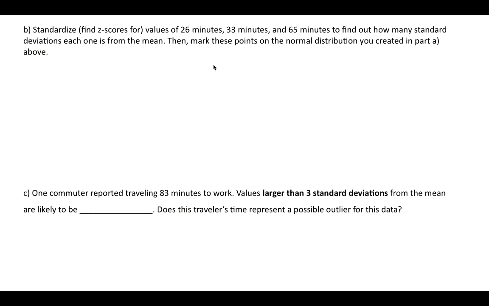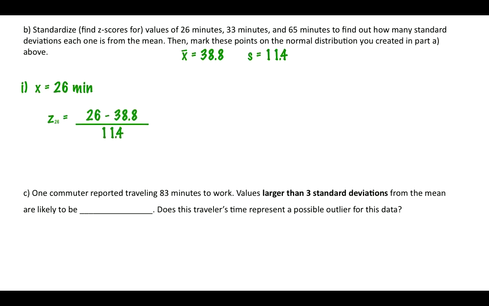To do that, we could look at our normal distribution right now, but it's more effective to find the Z scores. So we know that for X bar, this is a sample, we've got 38.8. Our standard deviation is 11.4. So to calculate for 26 minutes, our individual value is 26. And so Z26 is 26 minus 38.8, all divided by 11.4. And when we work this out, we get minus 1.12.